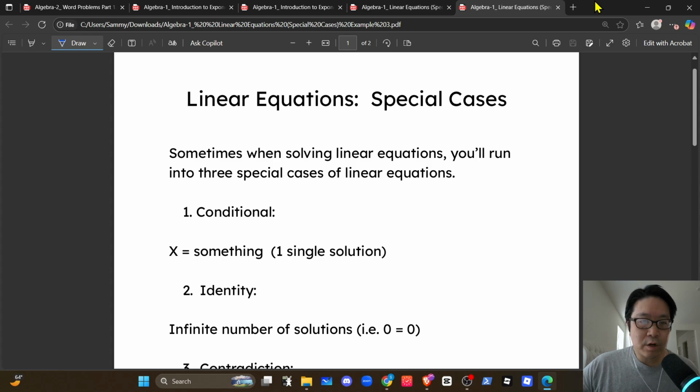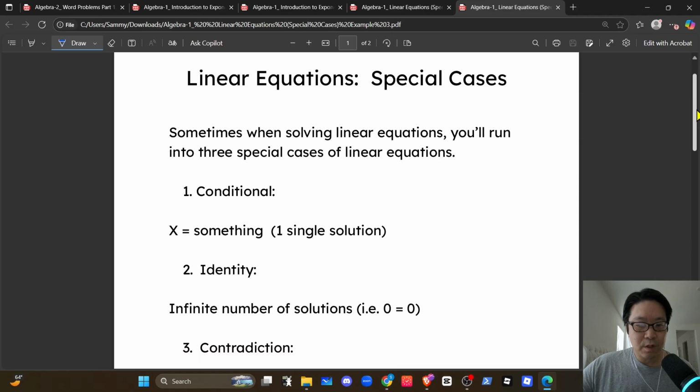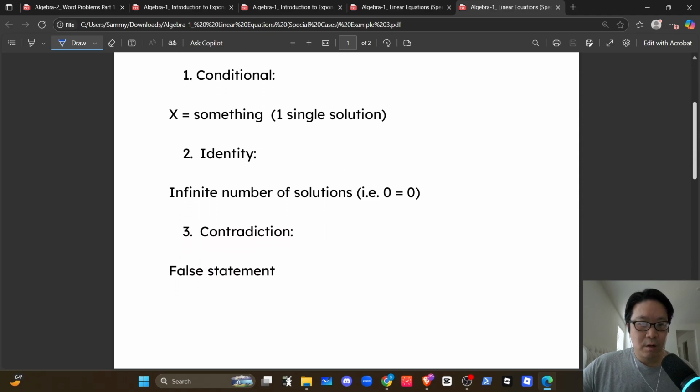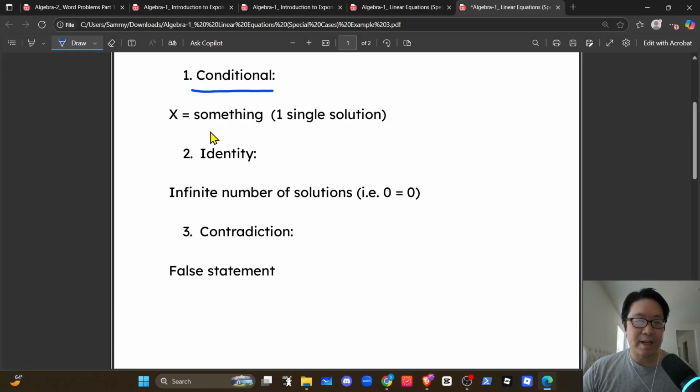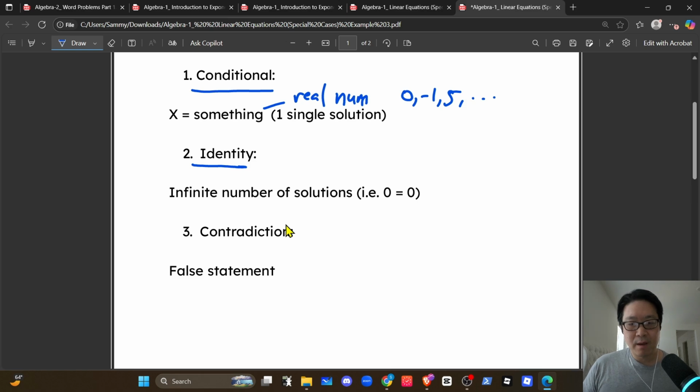In this one, we're going to go over another example of a special case of linear equations. Just as a reminder, there are three types of special cases when it comes to linear equations. There's conditional. This is when you get x equals something, where x is a real number, like 0, -1, 5, etc. That's called conditional.